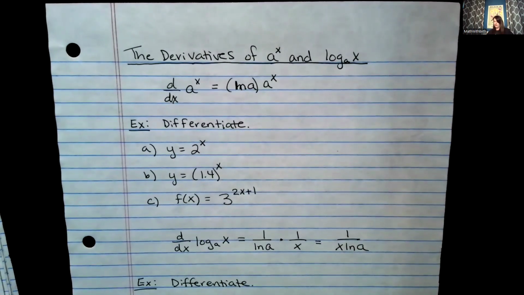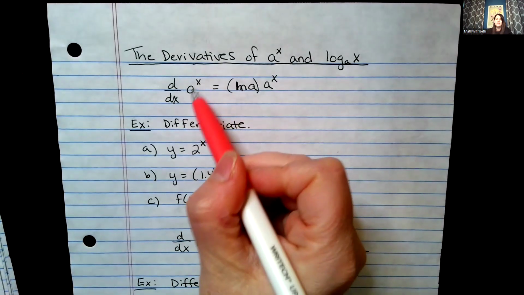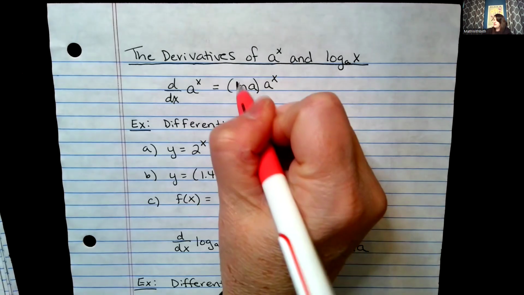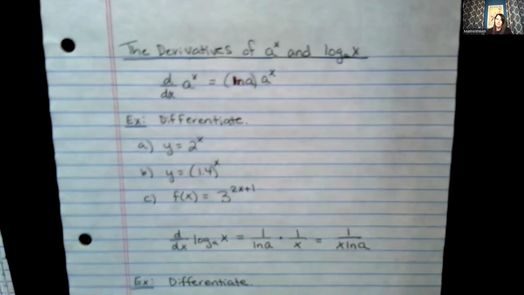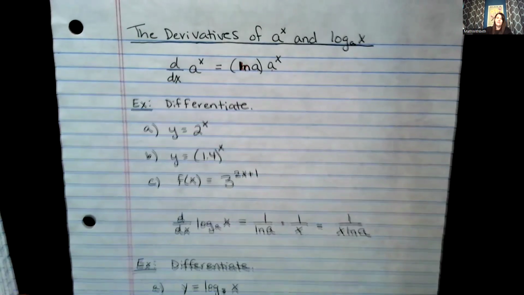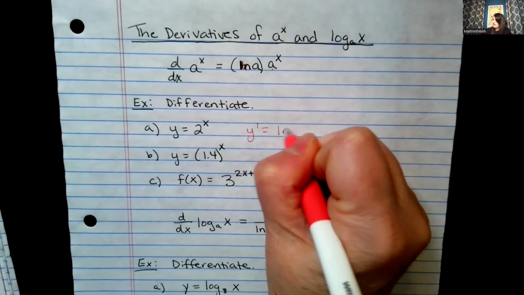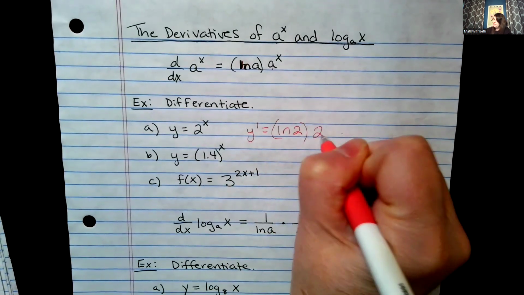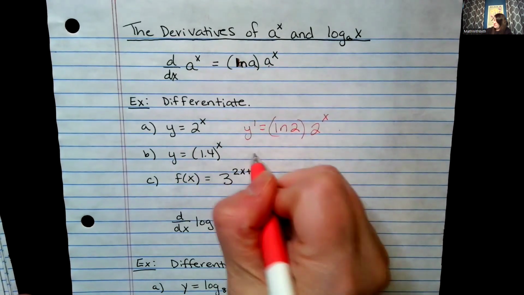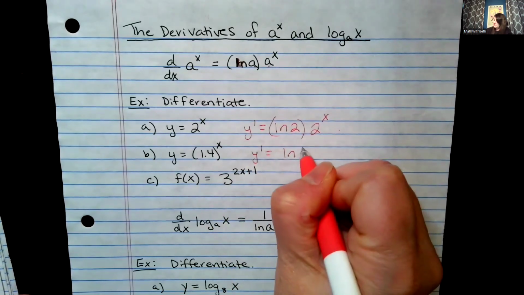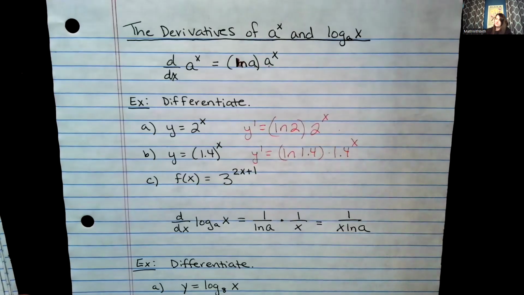So this is showing you that the derivative of a to the x, so that means a number raised to the x, equals ln a times a to the x. So I'll show you what that would look like. If I was doing 2 to the x, the derivative would be ln 2 times 2 to the x. That's it. For the second one, it would be ln 1.4 times 1.4 to the x.